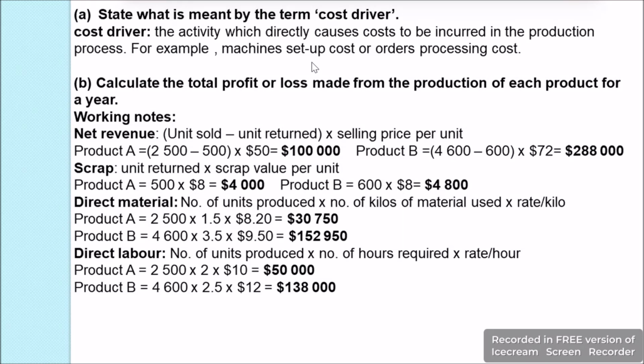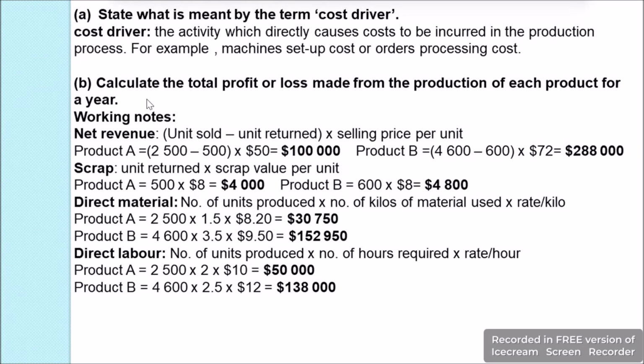Or we have quality inspection cost. We have inspected the quality many times for product A and product B, and because of this we have incurred a cost, and that is a cost driver. Or the order processing cost: we have placed orders many times for product A and for product B, and because of this the cost has occurred, hence this is a cost driver. Therefore, the activity which directly causes the cost to be incurred in the production process is the cost driver.